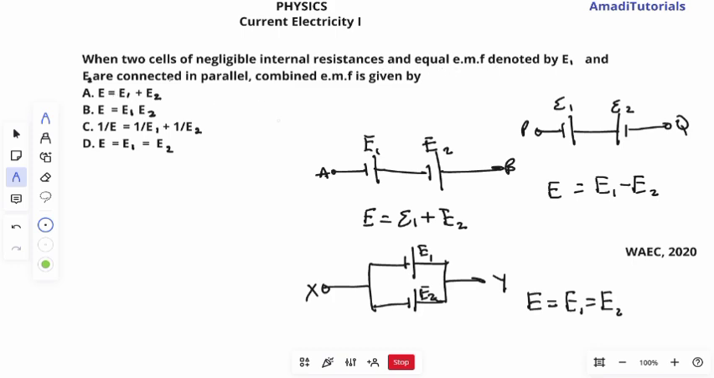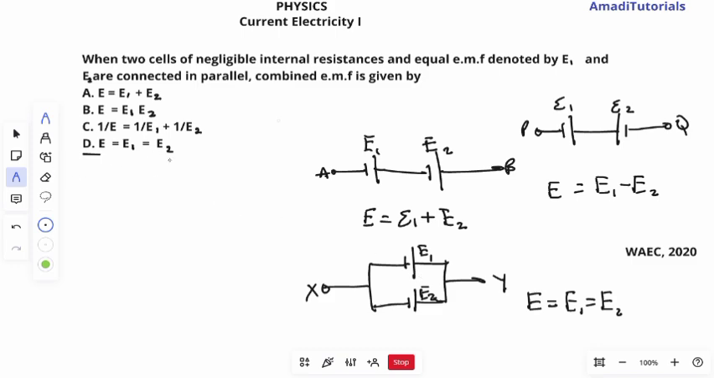So this question says, when 2 cells of negligible internal resistance and equal EMF, denoted by E1 and E2, are connected in parallel, the combined EMF is given by... That means if you have 2 cells connected in parallel, this third drawing here is the parallel connection. So what will be the equivalent EMF? The equivalent EMF will be D.